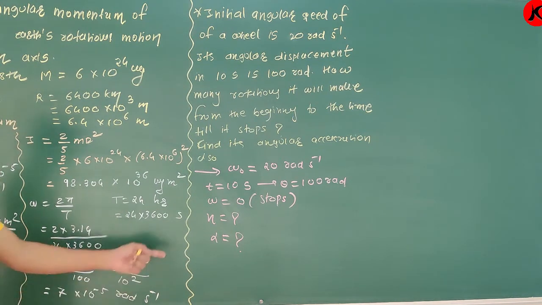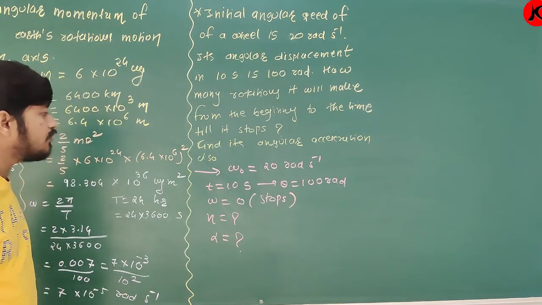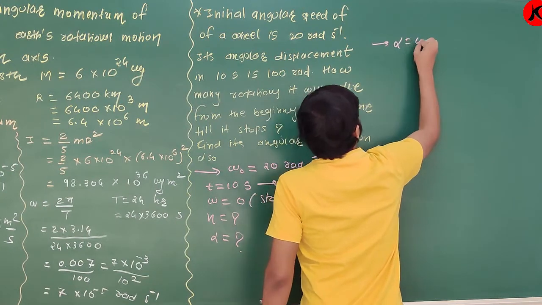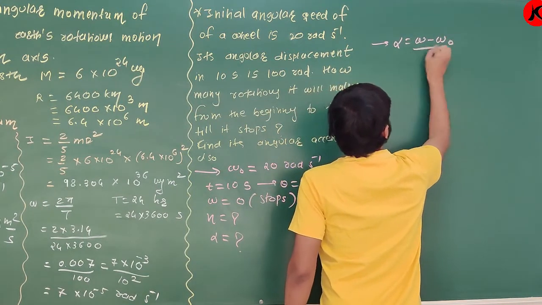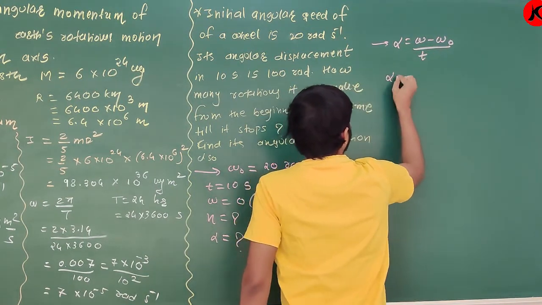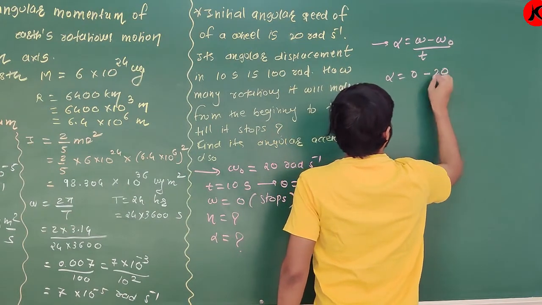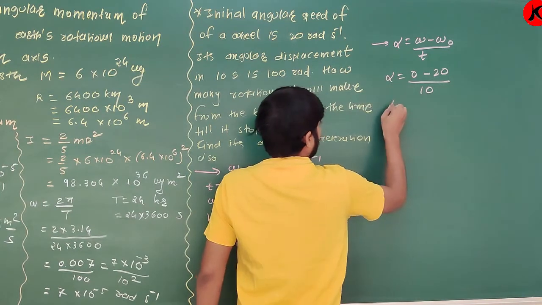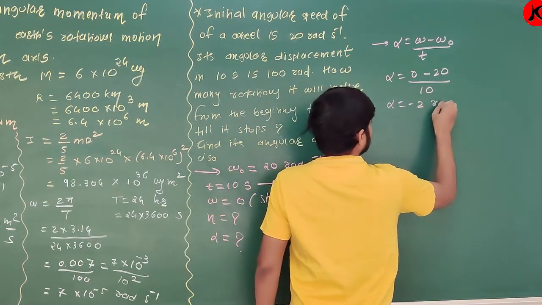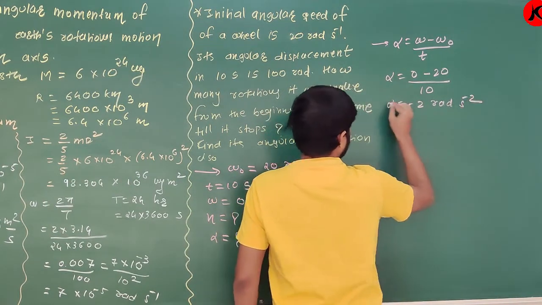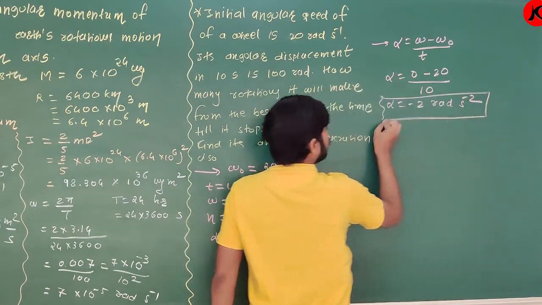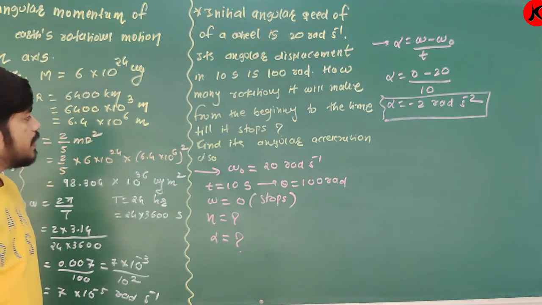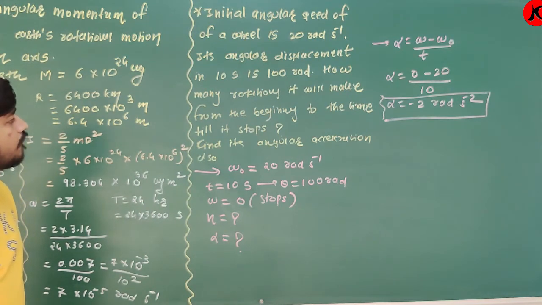Yes, we can easily find. First of all, we will find alpha. How to find alpha? We know the equation of alpha. Alpha is equal to omega minus omega 0 upon t. So alpha is equal to 0 minus 20 divided by time, which is 10 seconds. So alpha is equal to minus 2 radian per second square. Simple? Yes, it is.